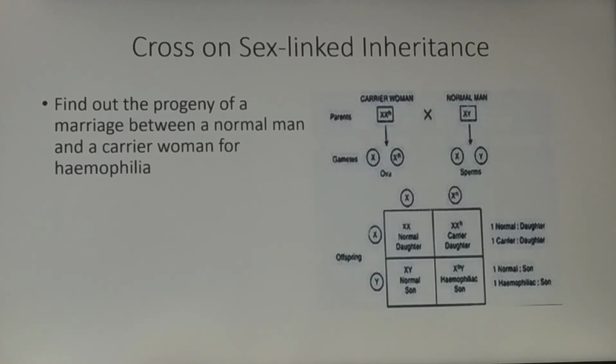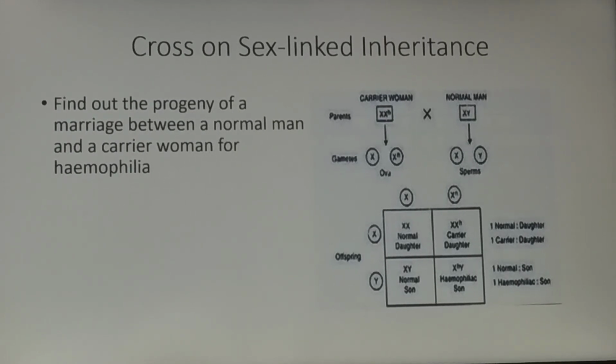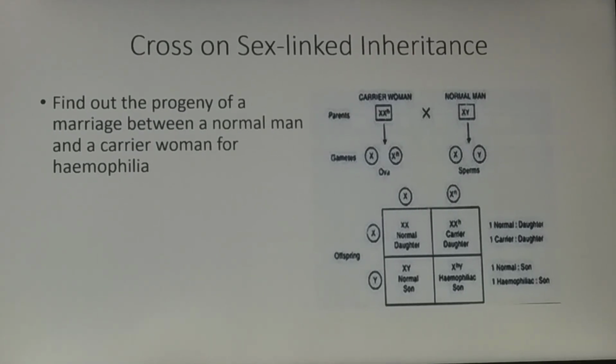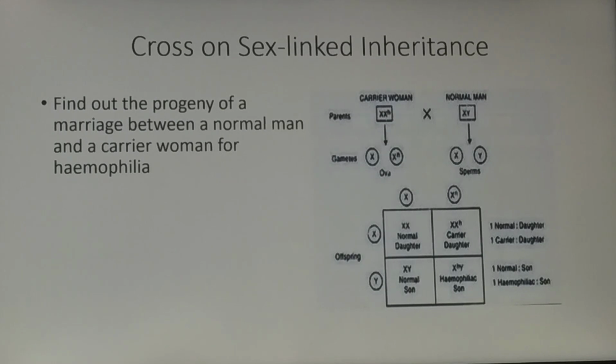In the second line, you have to write the genotypes of the two parents. Under carrier woman, since the mother is a carrier woman, there will be the gene for hemophilia located on one of the X chromosomes. So that is why we write XX^H. H is written as a superscript there. So she is a carrier woman. So we write the genotype as XX^H. And the father is a normal man, and we write the genotype as XY.